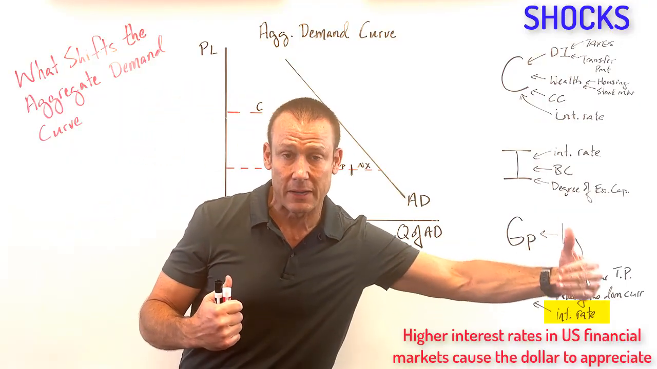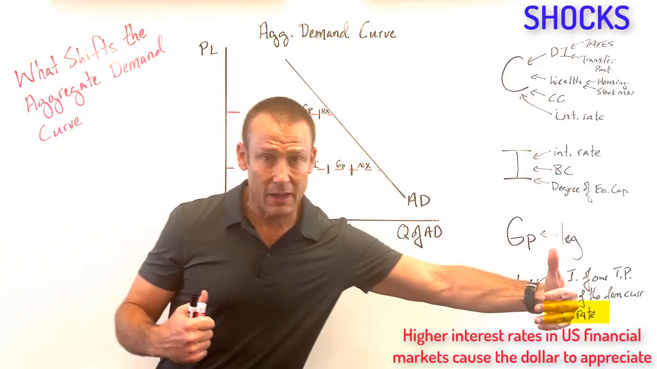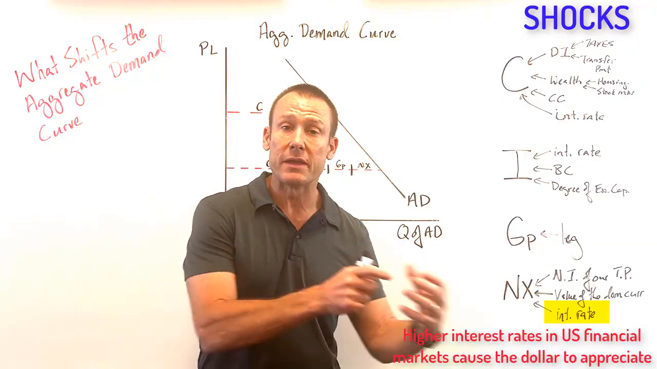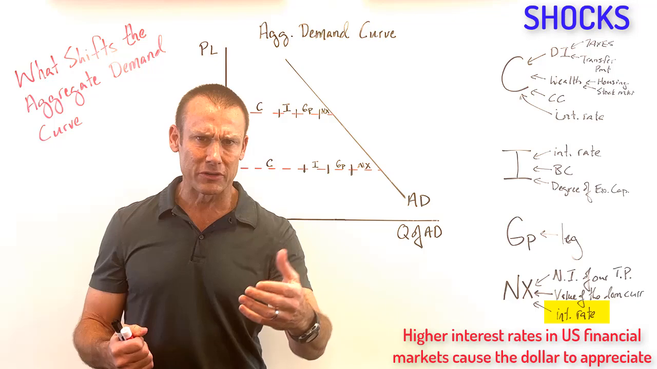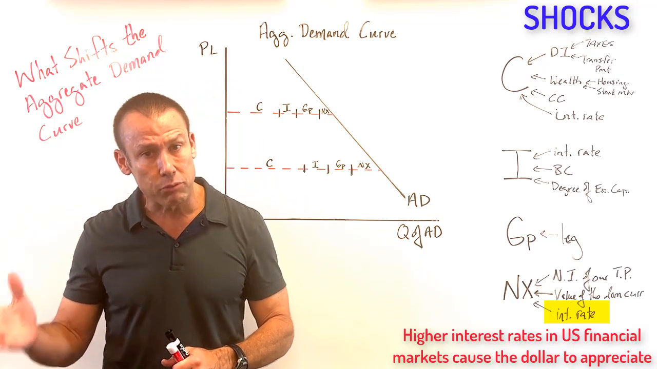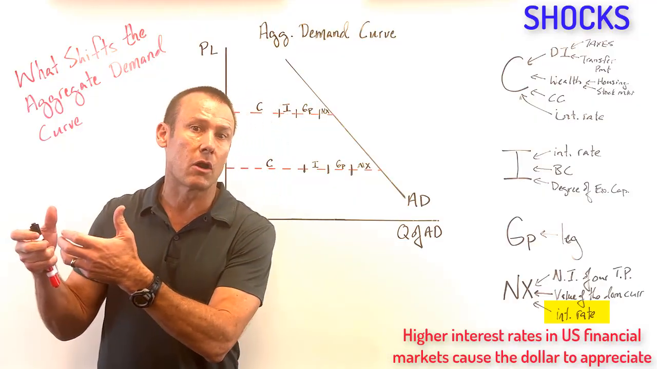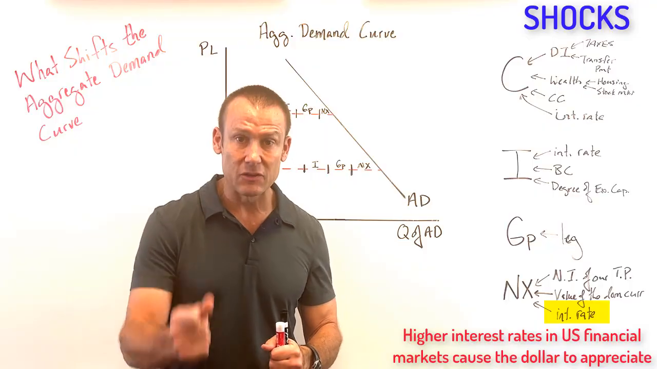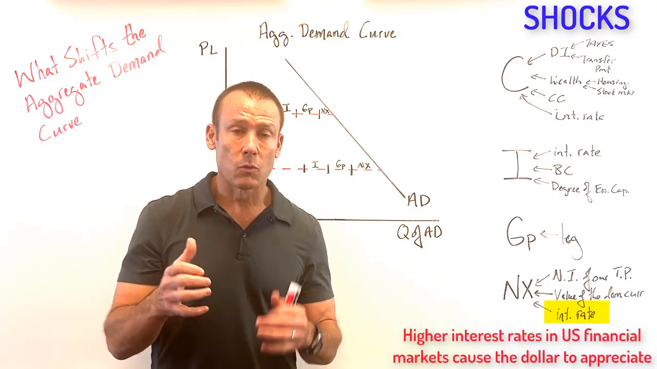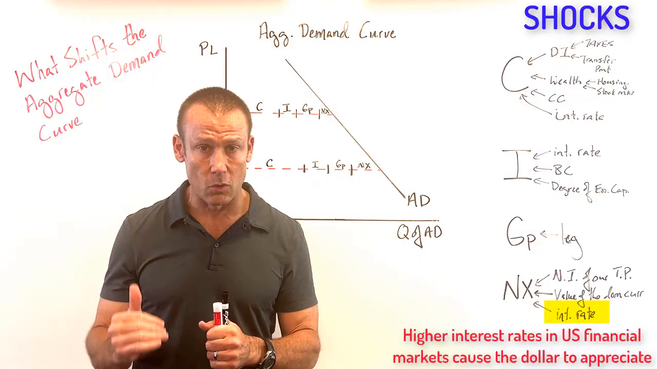I want to get more of my financial capital into those U.S. markets. To do that, I'm going to have to demand the dollar. When they demand the dollar, it is going to appreciate. Oh, well, if the dollar appreciates, and our goods and services are priced in dollars, well, that's going to make our dollar more expensive, which is going to make our goods and services more expensive. So guys, here's the thing. If that interest rate goes up, we're going to see less demand for U.S. goods and services. Exports are going to go down.